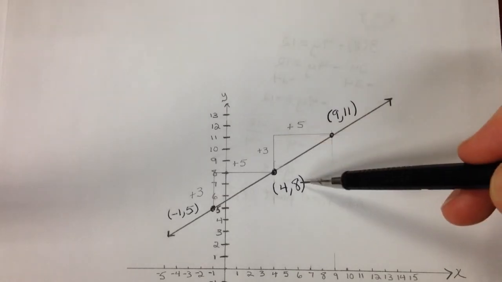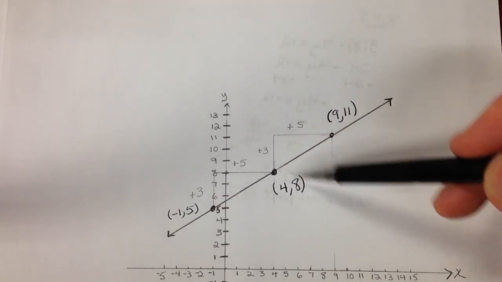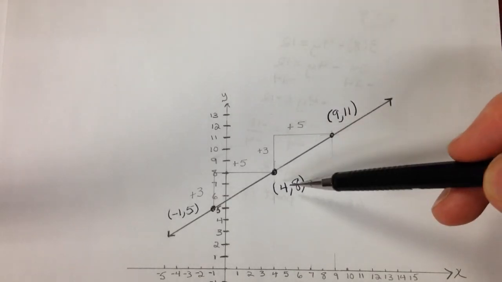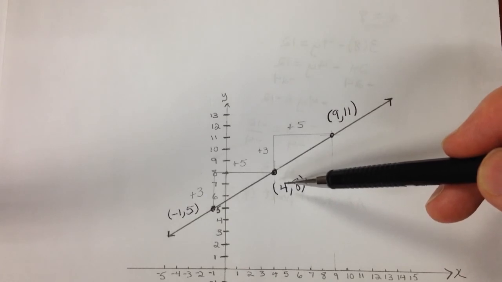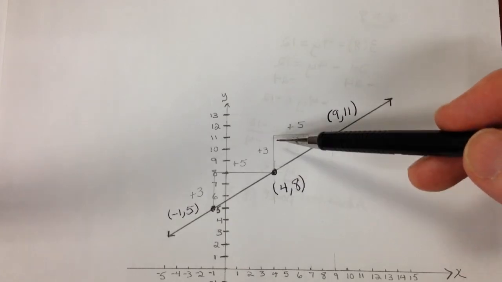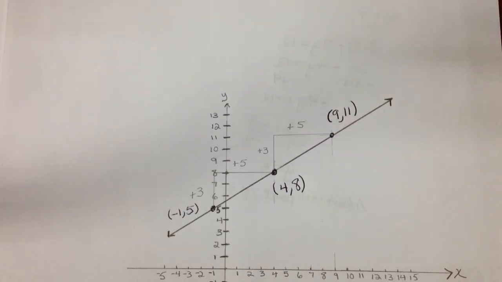Going up 3, the y value changes from 8 to 8 plus 3, which is 11. And in the case of the x value, going out to the right 5, we have 4 plus 5, which is 9. And so, as a third possible point that is going to be on this line, we have x at 9 and y at 11.